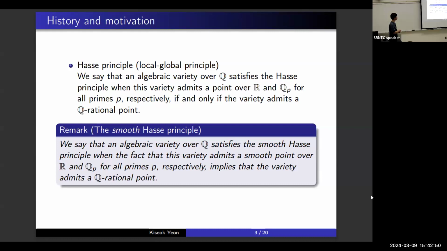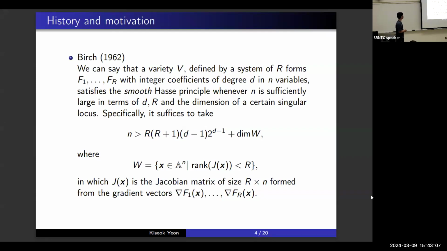We also say this variety satisfies the smoothness principle when the fact that this variety admits a smooth point over R and Q_p for all primes p implies that the variety admits a Q-rational point. In 1962, Birch proved that a variety defined by R forms, homogeneous polynomials with integer coefficients of degree d, satisfies the smoothness principle when the number of variables is large enough in terms of d, r and the dimension of a certain singular locus. More precisely, this number of variables is enough to verify the Hasse principle for the variety V.